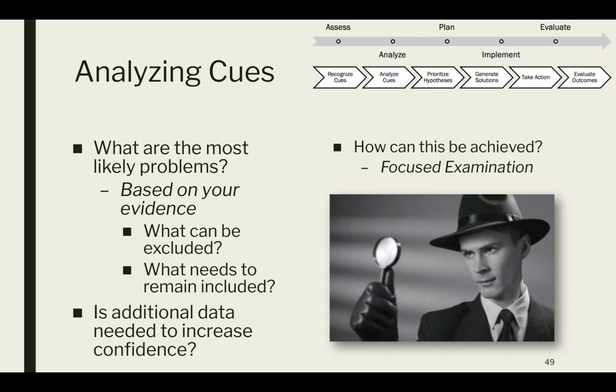So next we want to analyze cues. So what we are doing here is we're taking a massive body of data. We're seeing what problems I am compelled to know are there. This is detective work. What have I discovered is wrong with my patient? And what are my three pieces of evidence to support this? Based off of your evidence, what are the most likely problems? And then what can be excluded? What needs to remain included? Once we know we have our problem, what can we exclude?